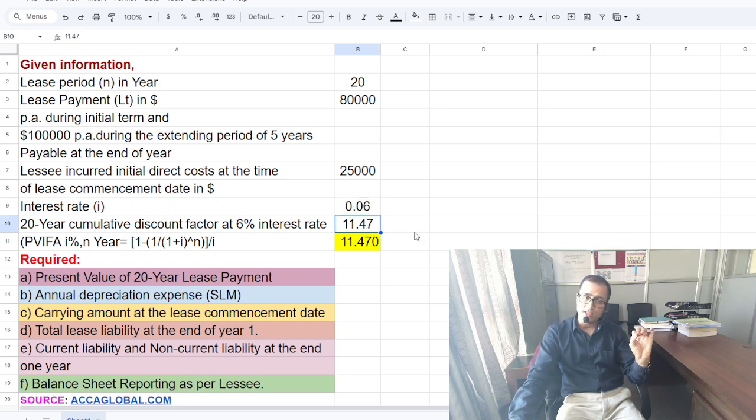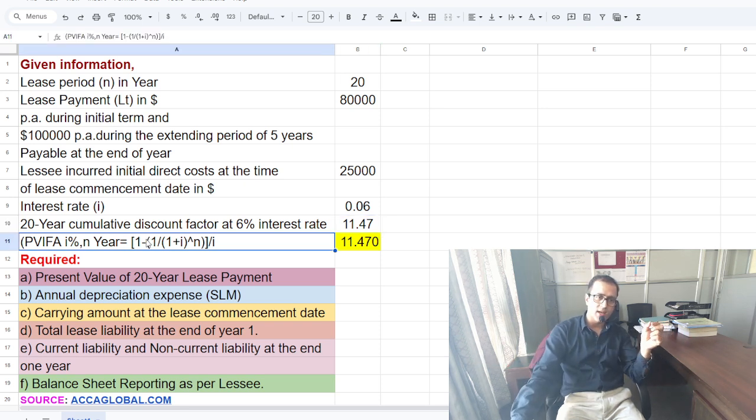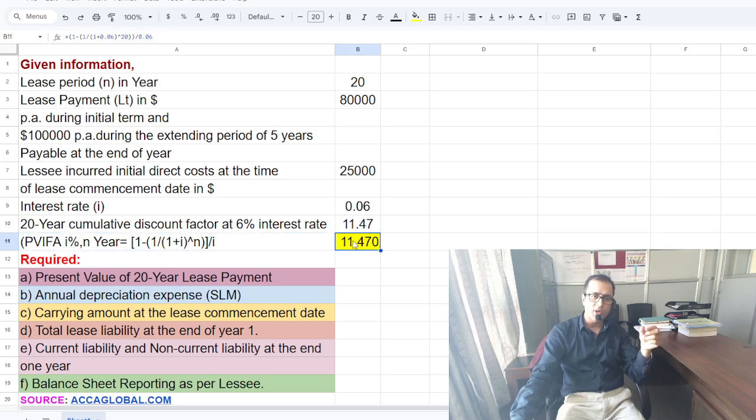But remember, if this is not given in the question, don't worry. We can take the reference of the annuity table, or we can use this formula: 1 minus PVIF, whole divided by i. PVIF means 1 divided by (1 plus i) to the power n. So you would have 1 minus 1 divided by (1 plus i) to the power n, and then the whole divided by the interest rate. So it is 11.47.